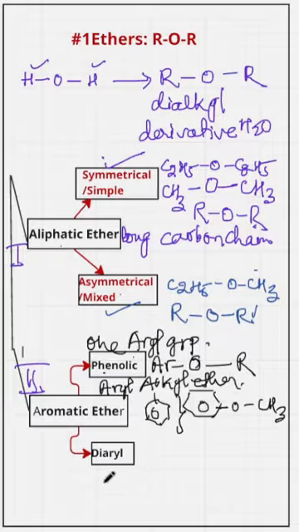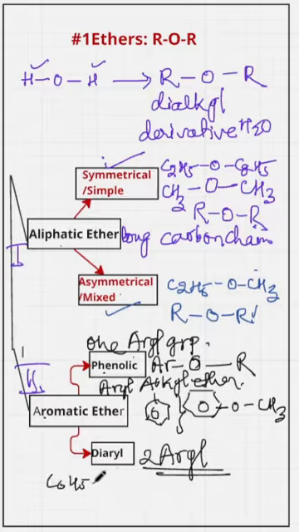Now let's come to the last one. Aromatic ether again has a second form, which is diaryl ether. In this, two aryl groups are required. Aryl groups are needed. So, for example, C6H5O and C6H5. Correct. So this is known as diaryl ether.